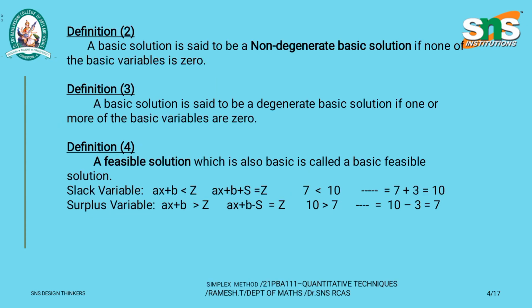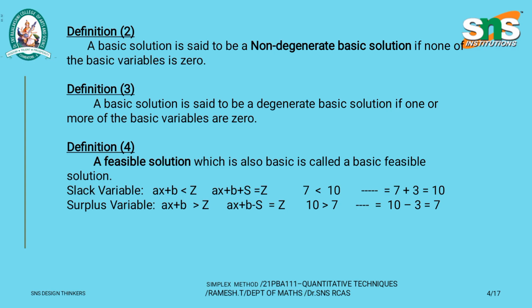So what is a non-degenerate basic solution? A basic solution is said to be a non-degenerate basic solution if none of the basic variables is 0. A basic solution is said to be a degenerate basic solution if one or more basic variables are 0. A feasible solution which is also basic is called a basic feasible solution.